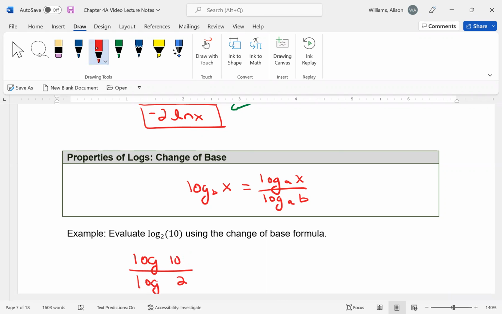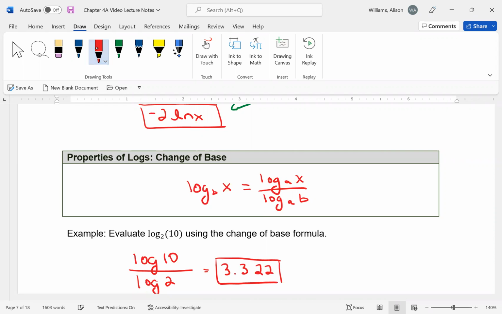I don't know why I'm putting parentheses. I guess because they have the parentheses on the original. And 2. And I can plug that in the calculator. I can find the log of 10 and divide it by the log of 2. So if you plug those into the calculator, I would do it all at one time. I would do log of 10 divided by log of 2 all at once. And I get 3.322. Here, we'll round it to 3 decimal places.